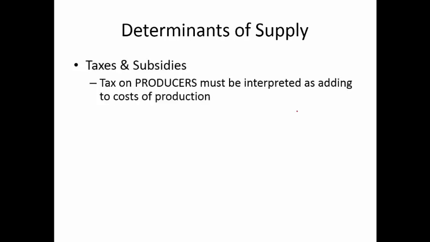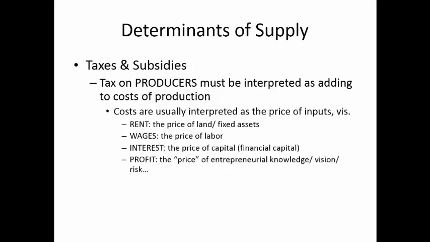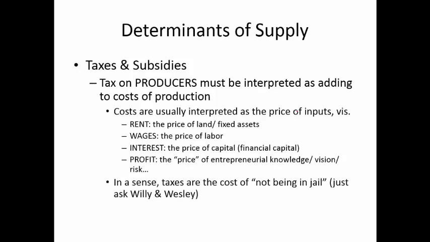Taxes and subsidies. A tax is just a cost of production, a tax on producers. Just like the price of inputs, in the bread factory we have to pay for the workers, we have to pay for the flour and the water, we have to pay for electricity, we have to pay for machinery. You have to pay rent, wages, interest on your asset inputs. You have to pay profit to the entrepreneurs.